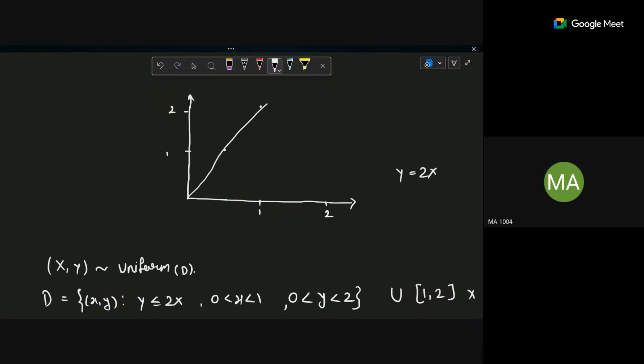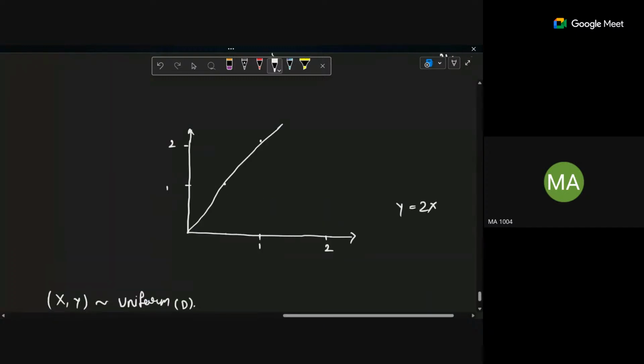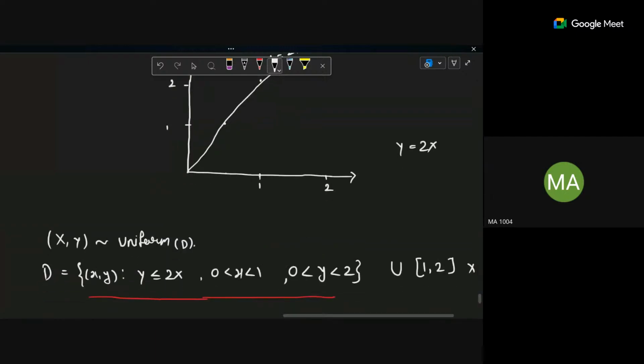Y is equal to twice x. This is not a curve, just consider it a straight line, y is equal to twice x. Now another thing is x is lying between 0 to 1 and y is 0 to 2. That means we know these things. Now we want y less or equal to twice x. So which part, upper or lower?